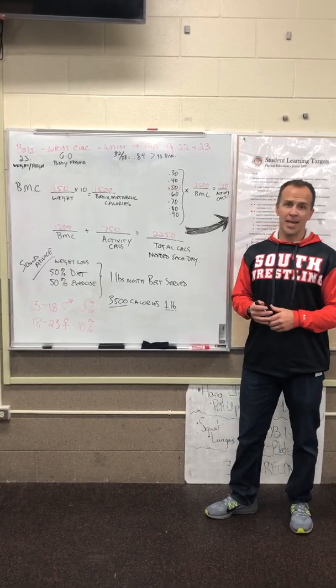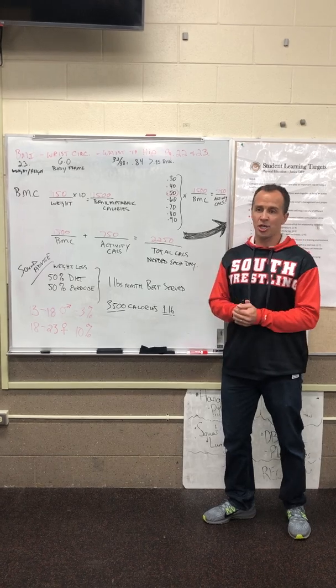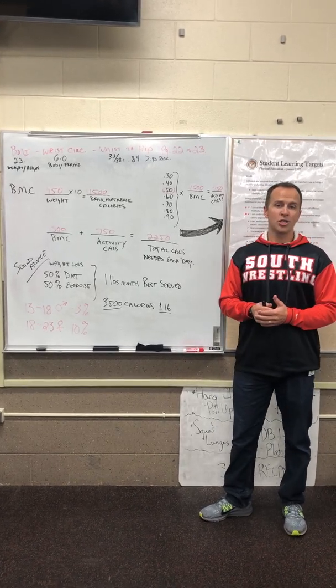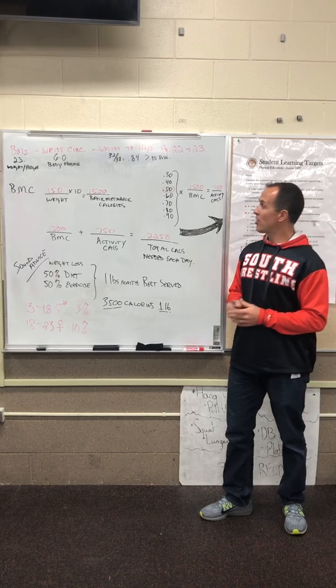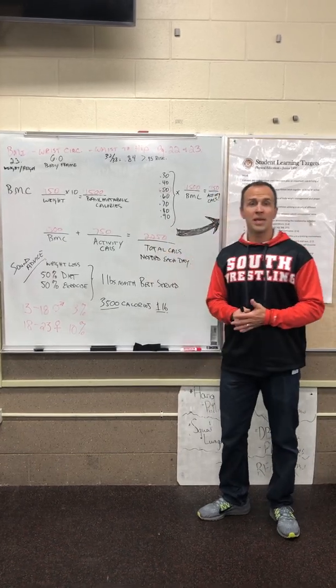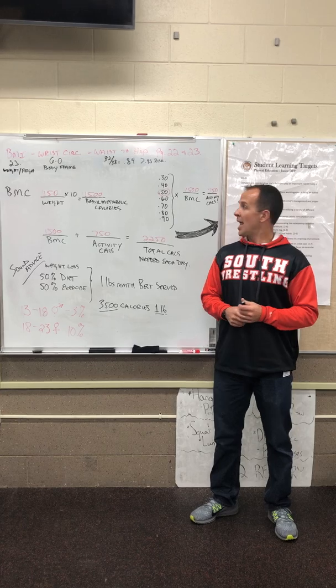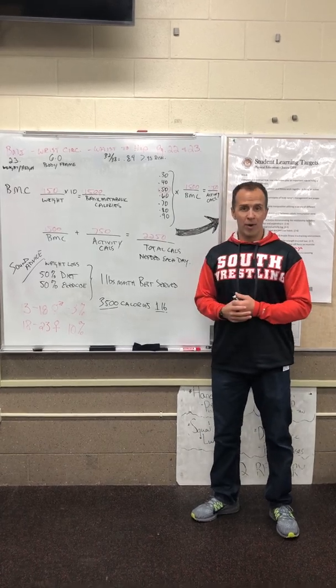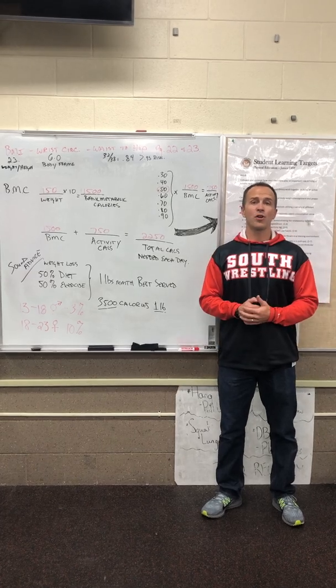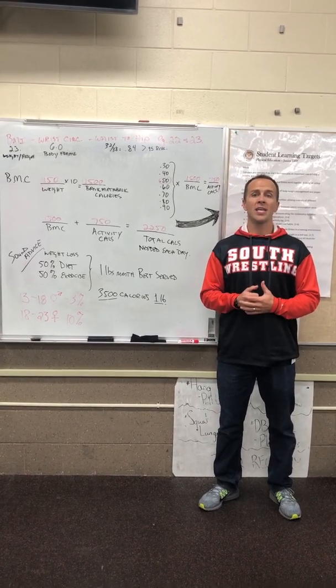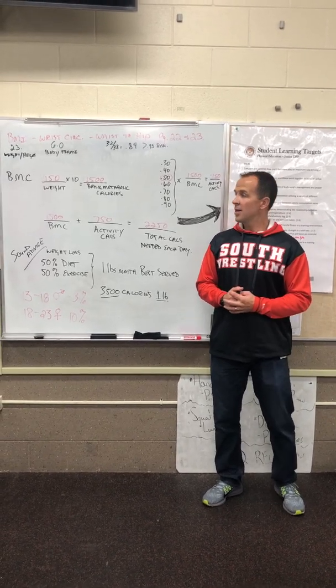The second concept that ties along with body composition is caloric expenditure and caloric intake. To calculate your caloric intake, we calculate, first of all, BMC, which is basal metabolic calories, and that is 10 times your body weight. And that tells you the number that you need to take in on a daily basis for your body just to function without doing any sort of other activity.